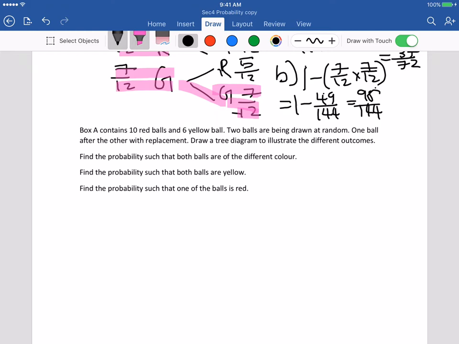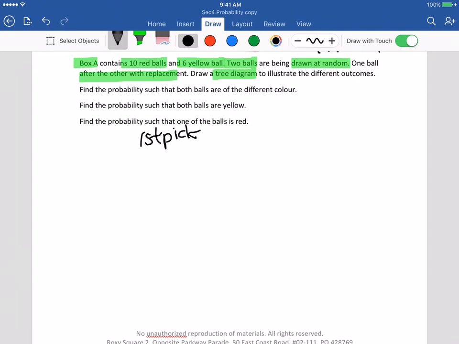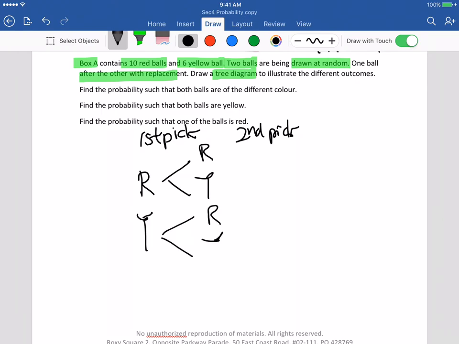Okay, next example. Let's try. The question states that box A contains 10 red balls and 6 yellow balls. Two balls are being drawn at random, one after the other, with replacement. This is simple as well, it's the same thing. I'll just do a fast one. First pick and second pick. The first pick will be red and yellow. Branch it out now: red, yellow, red, yellow.